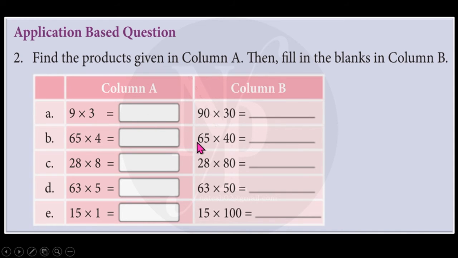So when I solve 1 or 2 you will understand it more clearly. Let us do that now. A, 9 into 3. So we have to multiply these two digits now. So 3 9s are 27. So let me write 27 in the box given here.